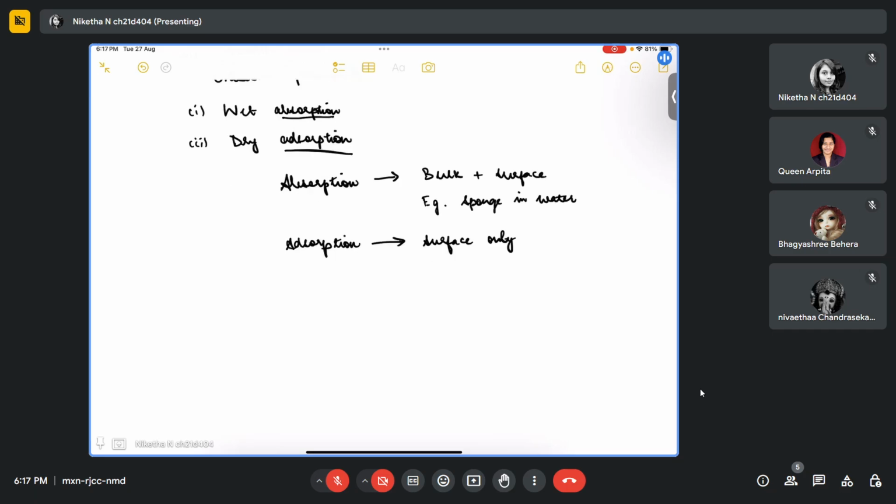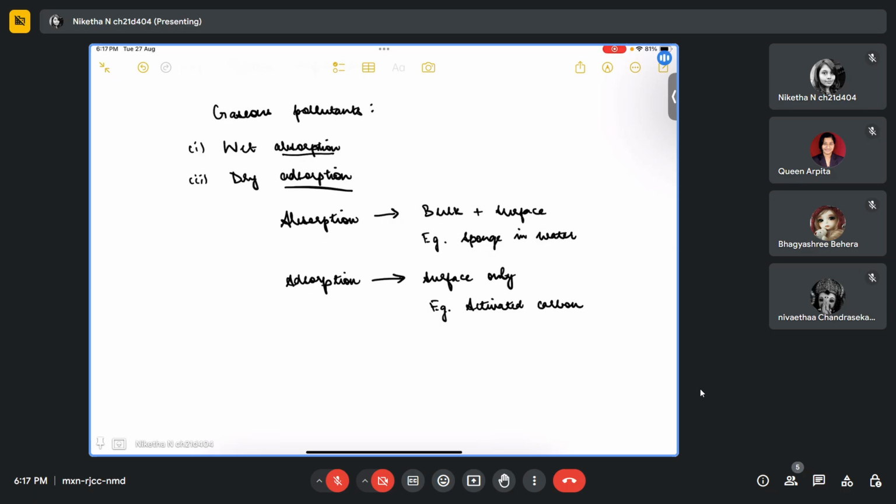An example for this can be activated carbon. Activated carbon is generally used in household water filters and so on. This is used for removing volatile organic compounds, and usually the compounds will get adsorbed to the surface of the carbon and won't go to the bulk. So this is the difference between adsorption and absorption. For removing gaseous pollutants, we will go for wet absorption and dry adsorption.